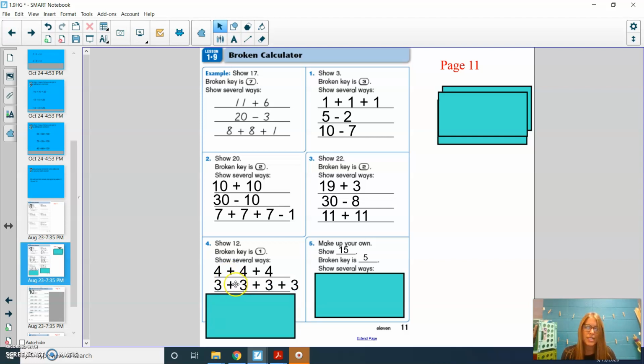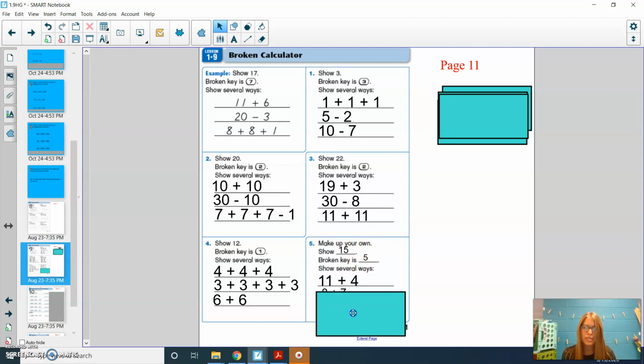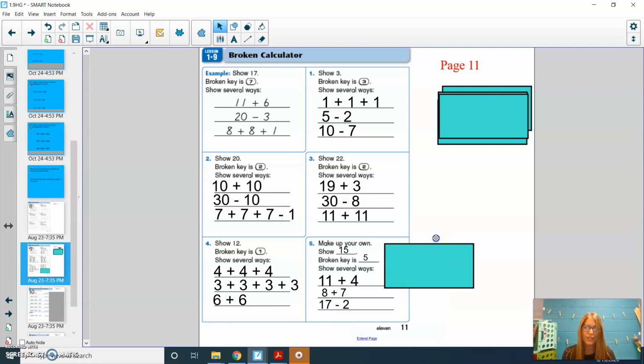3 plus 3 I know is 6, another 3 plus 3 would also get me to 6, and I know 6 plus 6 is 12, and I also did 6 plus 6. Now for the last one, I chose to use 15, and my broken key was a number 5. So my examples, I have 11 plus 4, 8 plus 7, and 17 minus 2. And if you have any questions with this page, you can ask your classroom teacher.